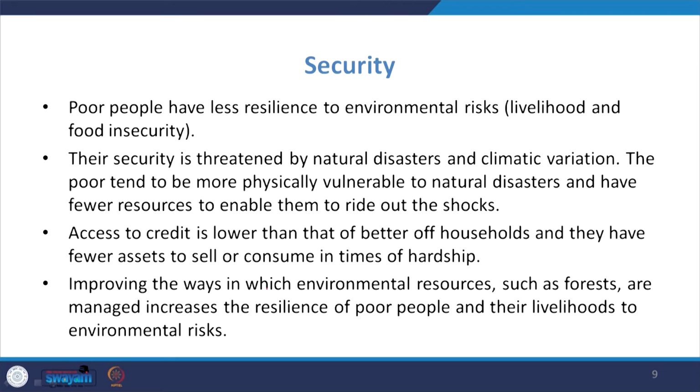Improving the way in which environmental resources such as forests are managed increases the resilience of poor people and their livelihood to environmental risk. So, if the investments are made in protecting the environment, in managing the water resources, in managing the forest resources, or investing on watersheds, all these investments will help to improve the resilience of poor people and also reduce the livelihood risk that are associated with environmental degradation for the poor people.